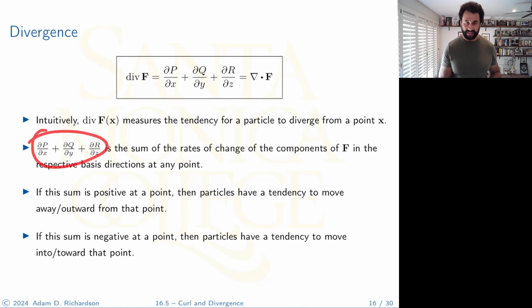If this sum is negative, then particles have a tendency to fall into or fall toward that point. That's what the divergence is telling us. If it's positive, you're going to flow away. If it's negative, you're going to flow in. That's what's going on.